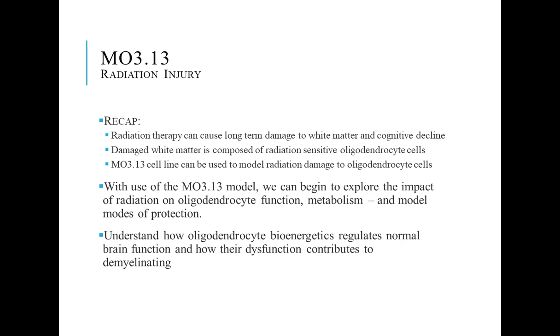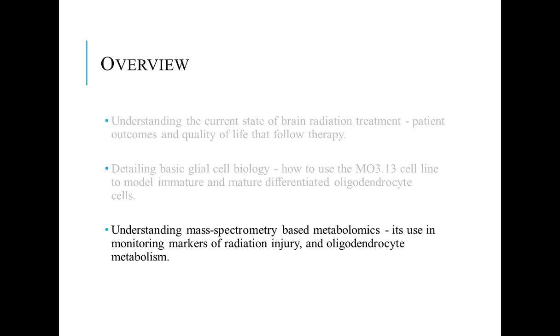It's, again, very important to understand how the oligodendrocyte bioenergetics regulate normal brain function and how this dysfunction contributes to demyelination. So that brings us to our last talking point, which is understanding mass spectrometry-based metabolomics and its use in monitoring the markers of radiation injuries and oligodendrocyte metabolism.